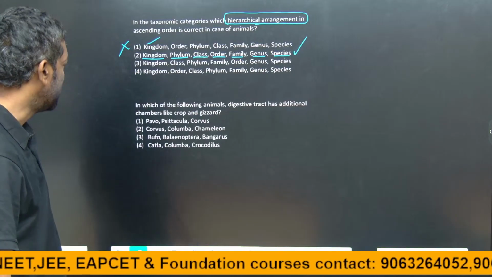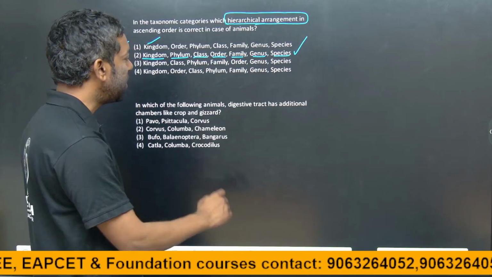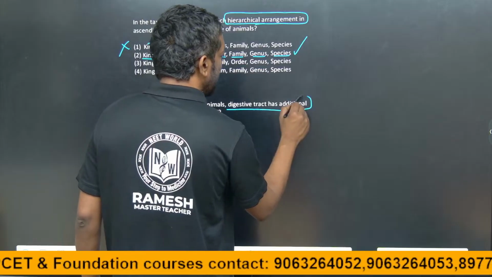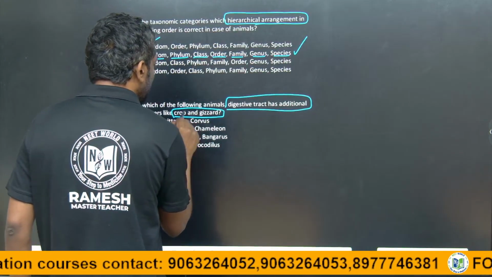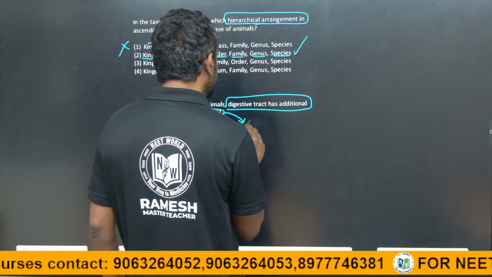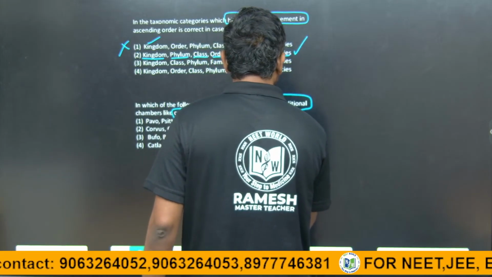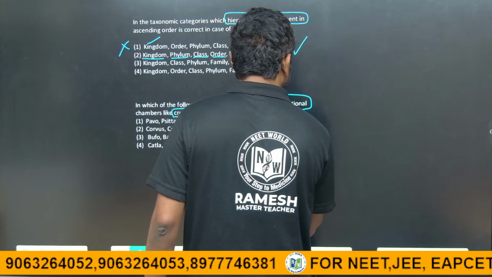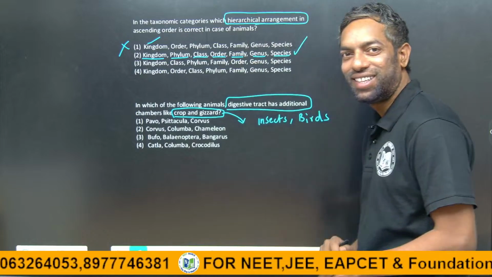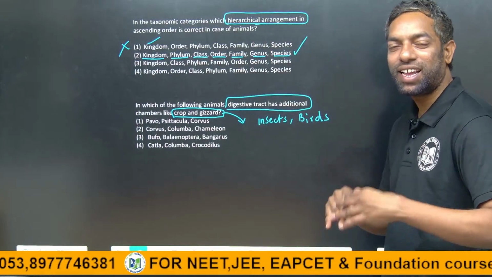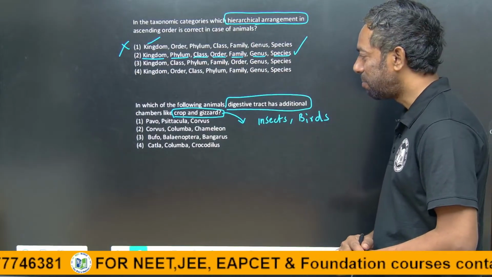Which of the following animals has a digestive tract with chambers like the crop and gizzard? Where can we see the crop and gizzard? In insects and birds. Insects and birds have crops and gizzards. They can fly, insects and birds.